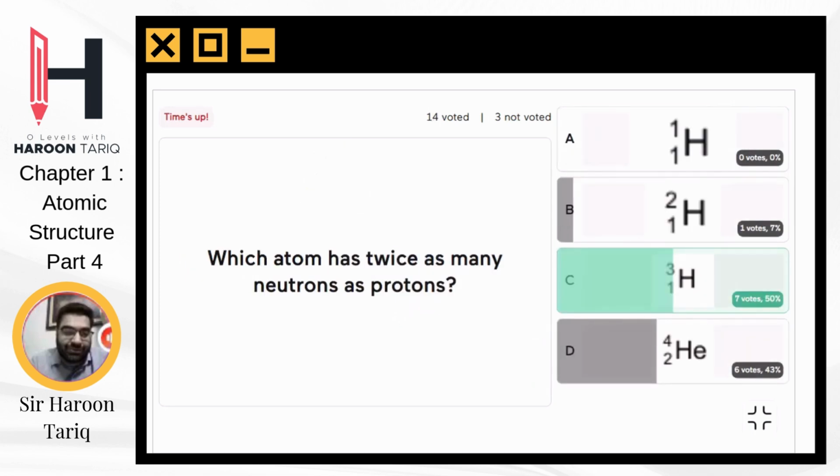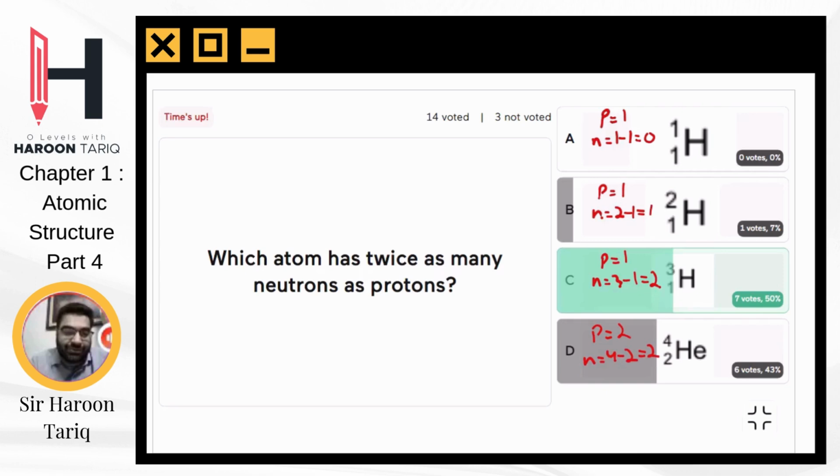Which atom has twice as many neutrons as protons? Let's do for A here. The number of protons, 1. Protons are written at the bottom of each element here. The number of neutrons would be mass number, which is 1 minus 1, equal to 0. For the second one, protons 1. The number of neutrons 2 minus 1 is equal to 1. C, number of protons 1. Number of neutrons 3 minus 1 is equal to 2. D, number of protons 2. The number of neutrons 4 minus 2 is equal to 2.